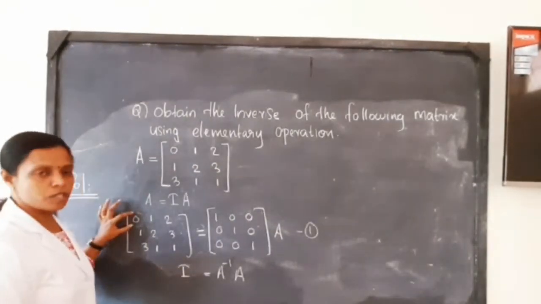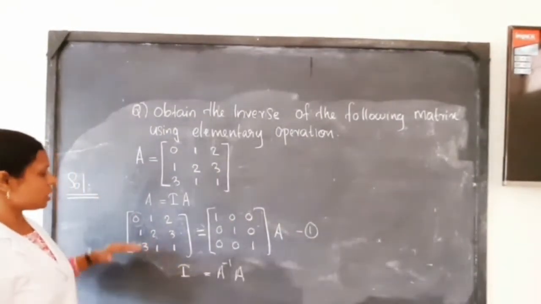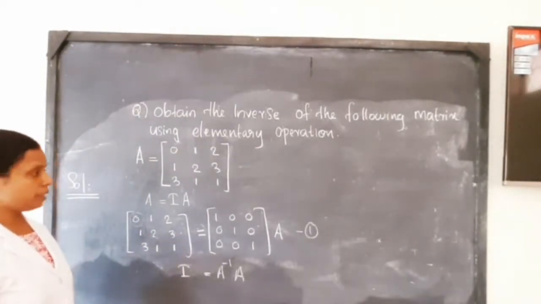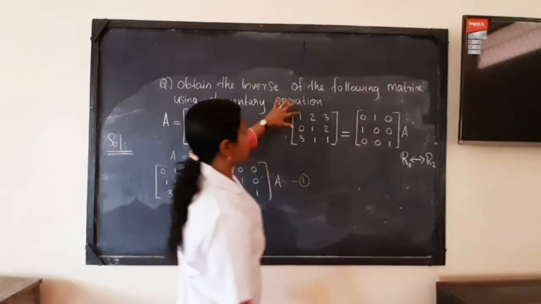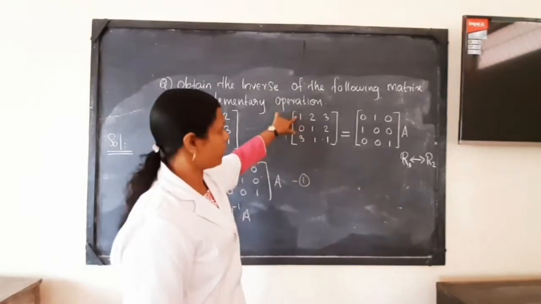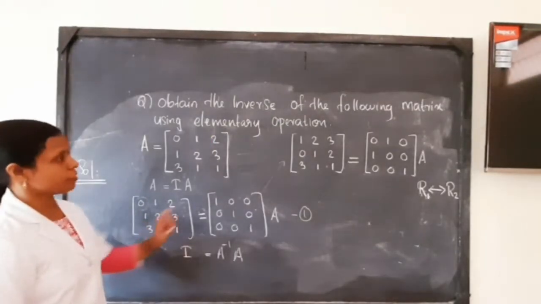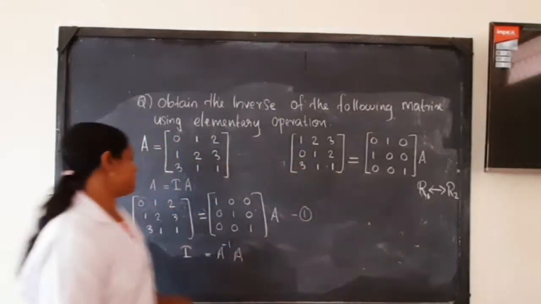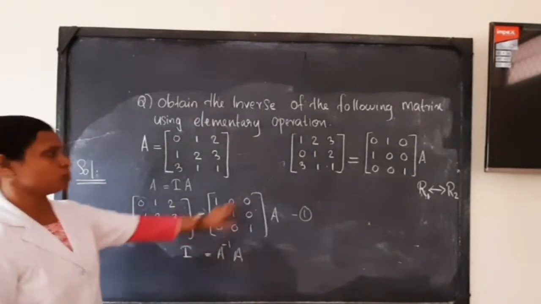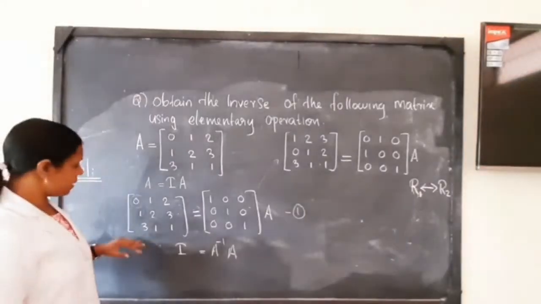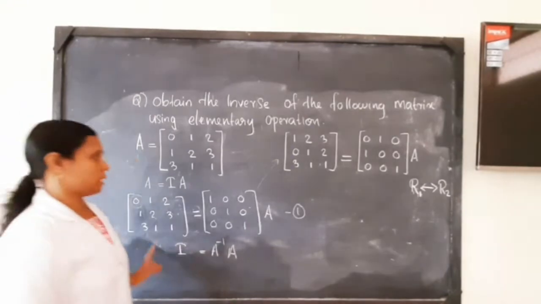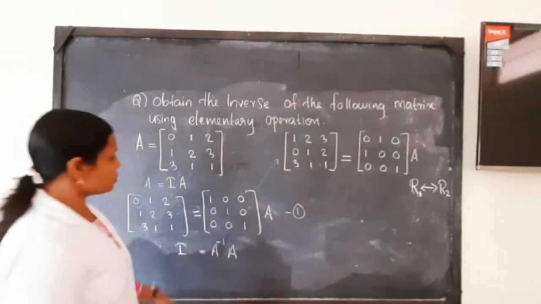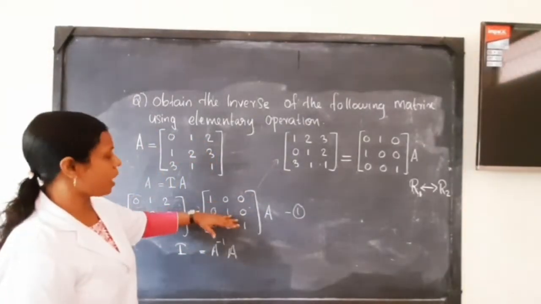Here the first element is 0, so we interchange R2 and R1, that is for making the A11 position element as 1. That is, we write first row 1, 2, 3 and second row 0, 1, 2, and then the third row 3, 1, 1. Also we interchange R1 and R2 here.